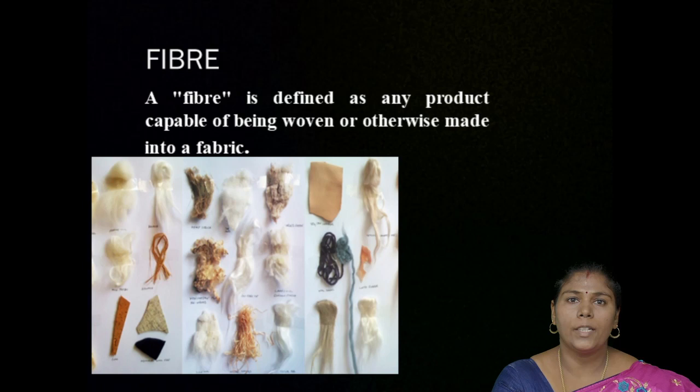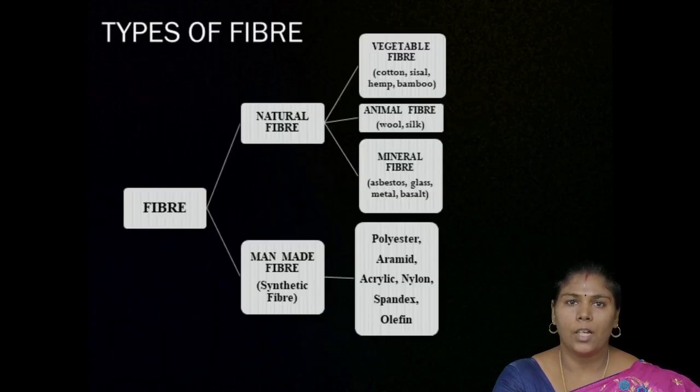Before that, what is fiber? Any fibers or any materials which have the capability of being converted into fabric through weaving are known as fibers. Different types of fibers are there. There are two types of fibers: natural and man-made fibers.